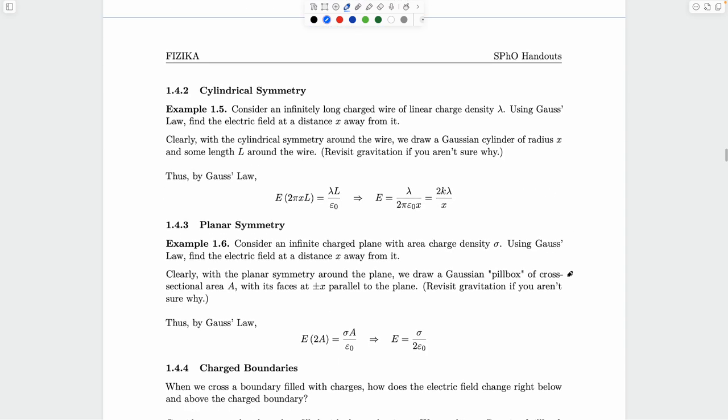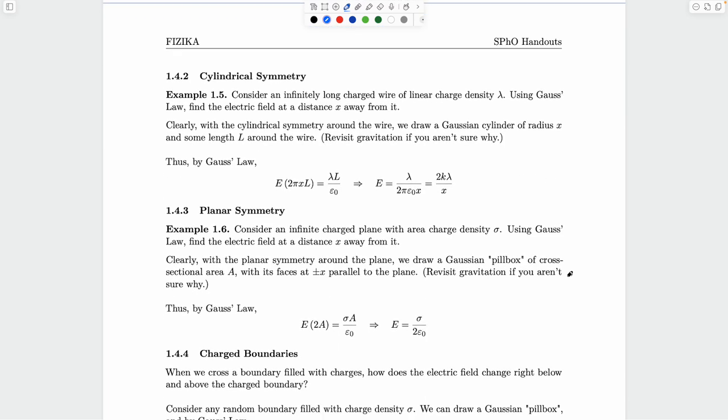Okay, so we can apply the same procedure of symmetry, then apply Gauss law for cylinders. So if you imagine a wire. Oh, also, if I'm going too fast, you guys can tell me. I assume you guys have heard of this stuff at least already. So there's linear charge density lambda, and we want to find the electric field at distance x.